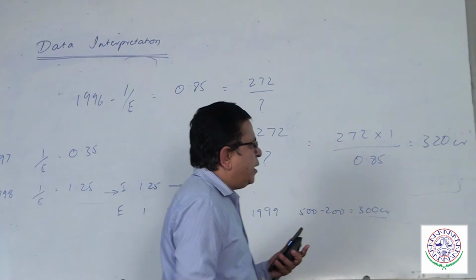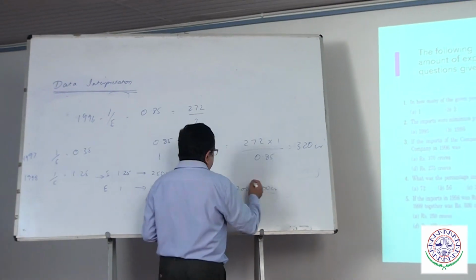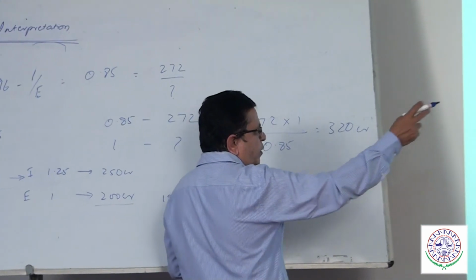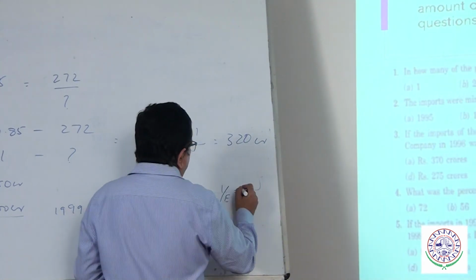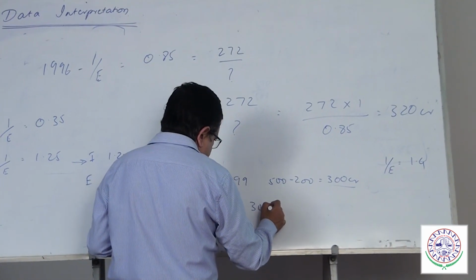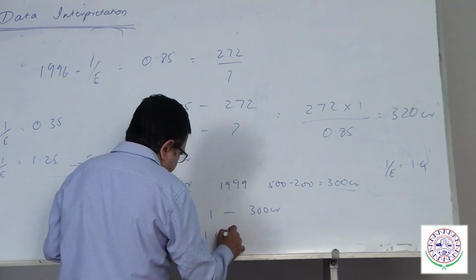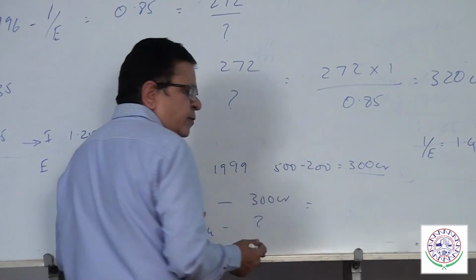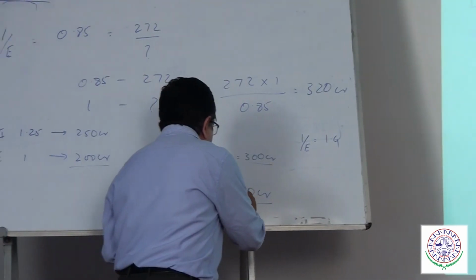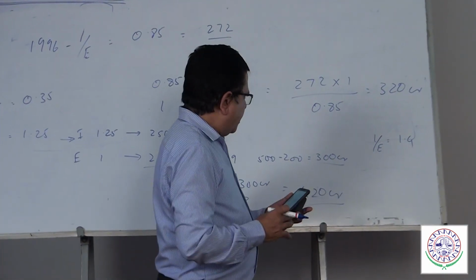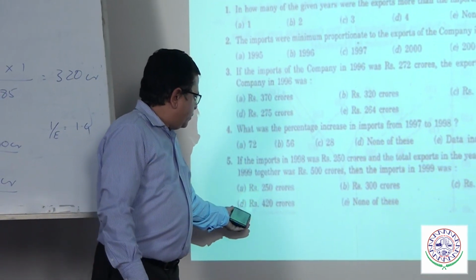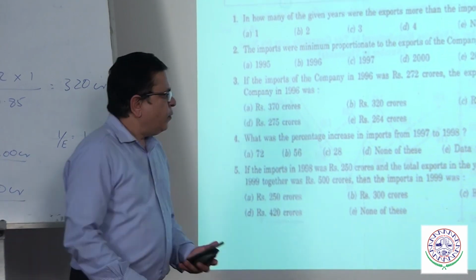So next, then the imports in 99 was, what is the import upon export in 1999? It was 1.4. If 1 is 300 crores, 1.4 is how many? So that's as simple as that. So 300 into 1.4, 420 is the import for 1999. So this is D, 420.